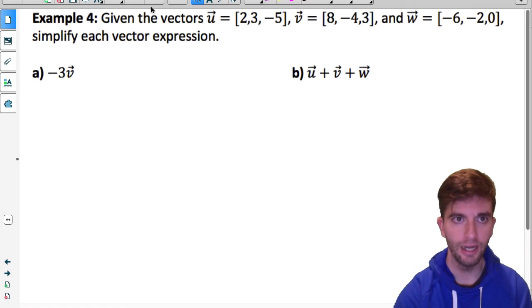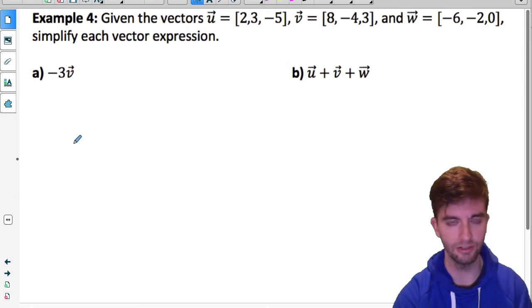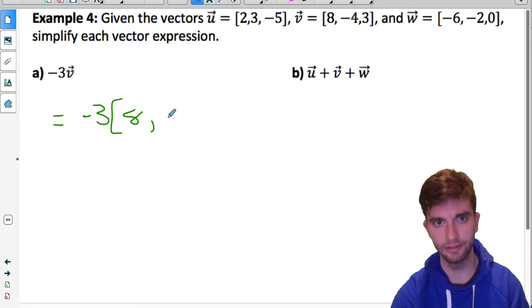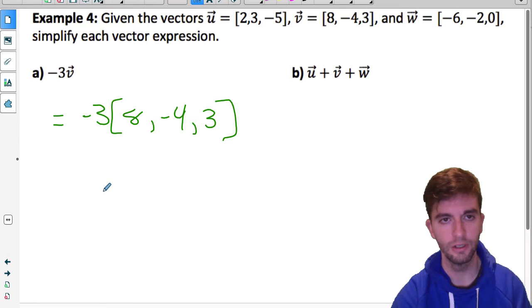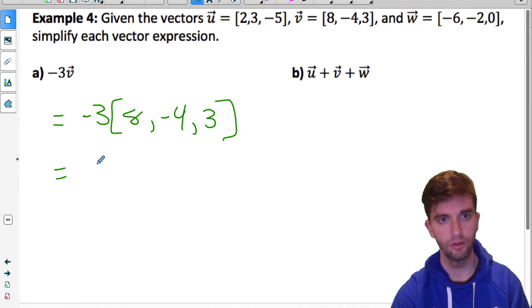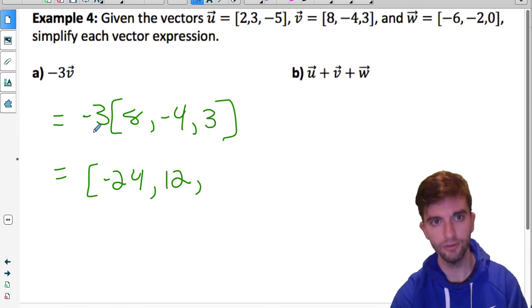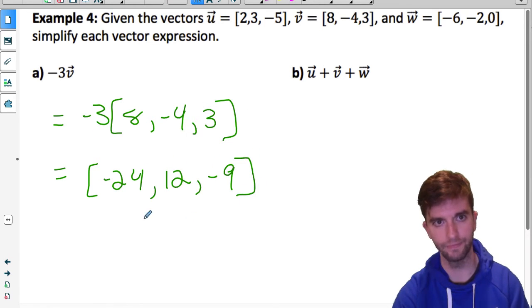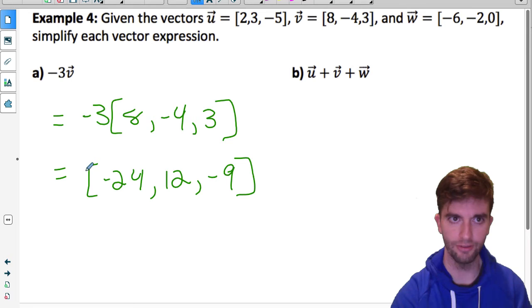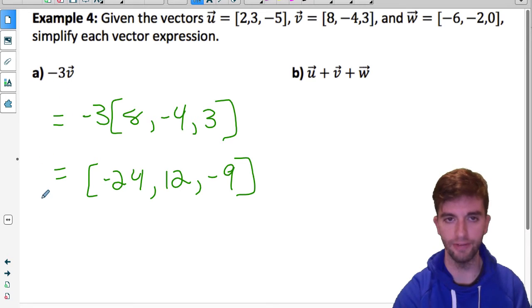So example 4 asks us to simplify each of the following expressions given vectors u, v, and w, which are vectors in 3 dimensions. So let's do a scalar multiplication of vector v. So if I want to do negative 3 times vector v, I have to do negative 3 times vector 8, negative 4, 3. So all I have to do for this one is multiply the x, y, and z components by negative 3. So negative 3 times 8, that's negative 24. Negative 3 times negative 4, that's 12. And negative 3 times 3, that's negative 9. So this vector would have 3 times the magnitude of vector v, and it would be going in the opposite direction. That's what doing a scalar multiplication of negative 3 by a vector would do.